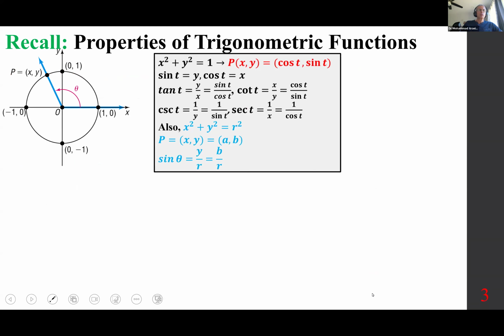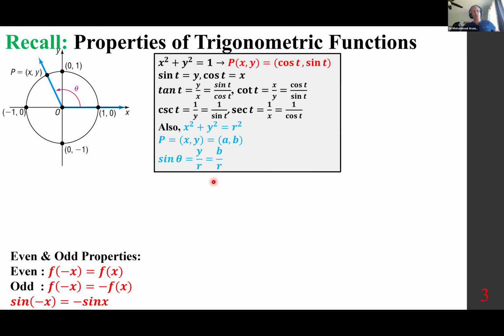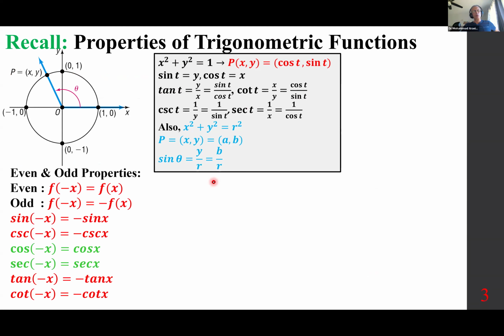So on a unit circle, a point has coordinates x comma y, with x squared plus y squared equals 1, where x represents cosine, y represents sine, tangent is y over x, and the rest of them are reciprocals. Every trigonometric function is an odd function, except cosine and therefore secant, which means f of minus x equals f of x in those cases.